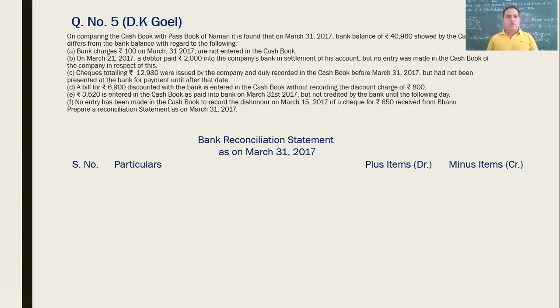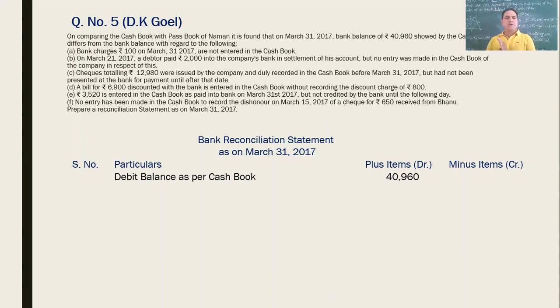The question is, on comparing the cash book with passbook of Naman, it is found that on 30th March 2017 the bank balance as per cash book is rupees 40,960. Here are a few differences with the passbook. So first we will put the balance as per cash book. It goes to the debit side or plus side.